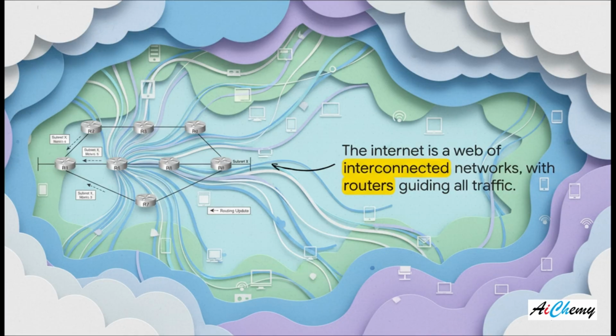And just look at this. This is what the internet's backbone actually looks like. A huge, sprawling web of interconnected networks. And the devices that connect all these networks and guide the traffic between them, those are routers. They are the true gatekeepers of the internet.